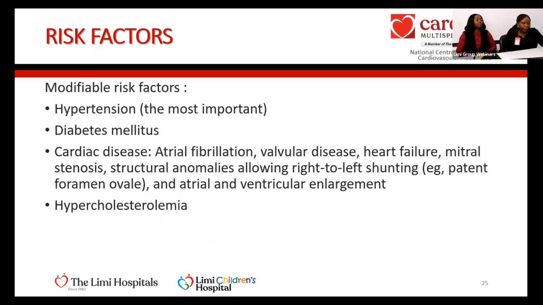Then for the modifiable risk factors, just like I talked about, hypertension is the most important. And that is why we must do everything we can to make sure that patients with hypertension have the blood pressure well controlled so that they don't develop stroke. Another modifiable risk factor is diabetes. And then we have cardiac conditions like atrial fibrillation, which is a very common cause of embolic stroke. And that is why we put this category of patients on anticoagulation just to reduce the risk of stroke.